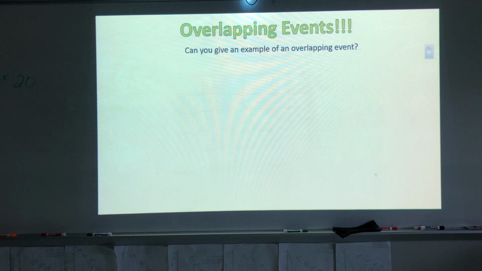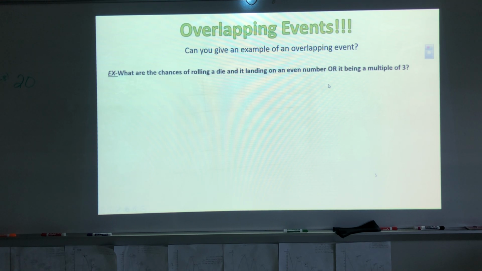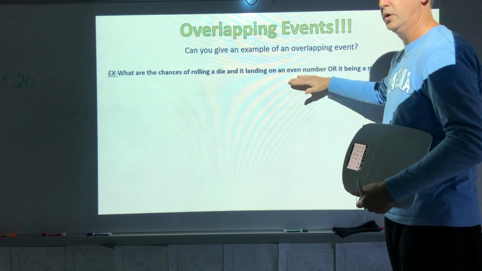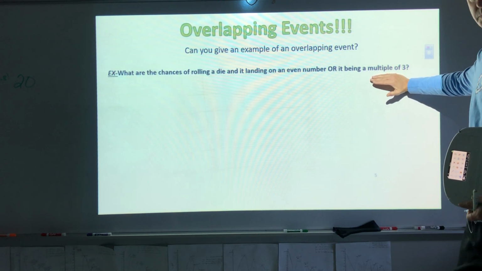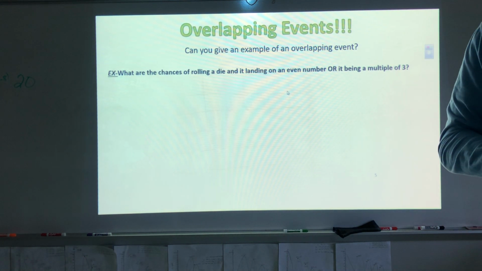And so I kind of came up with this example, and this really kind of hits home. What are the chances of rolling a single die and it landing on an even number, or the number being a multiple of 3? Well, we need to think about this now. Let's do the individual probability of the even number. Then let's figure out what the probability is of a multiple of 3, right? So I've broken this down for you.